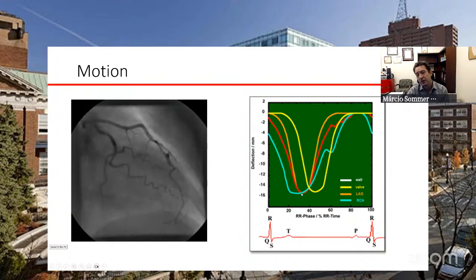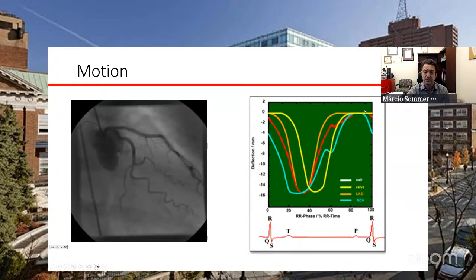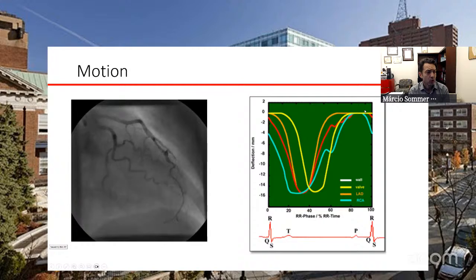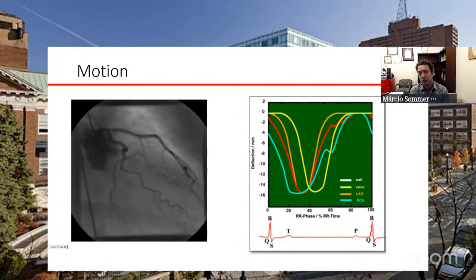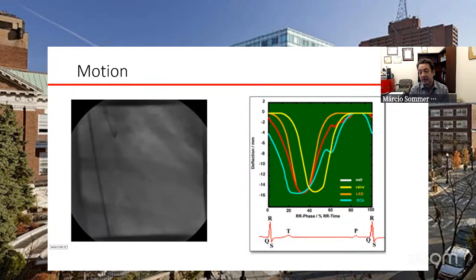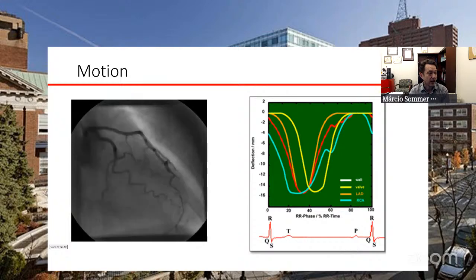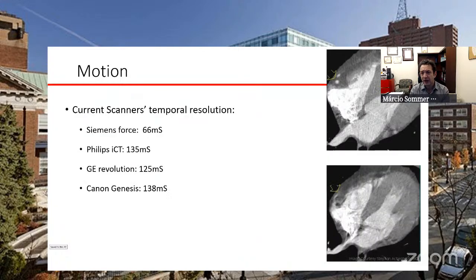You need to make all the images in the systole, or all the images in this small duration of the diastole. And that's what took us very long to do cardiac CT, to pass the technical efficacy information.